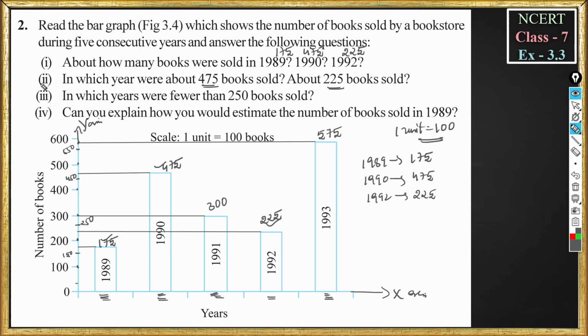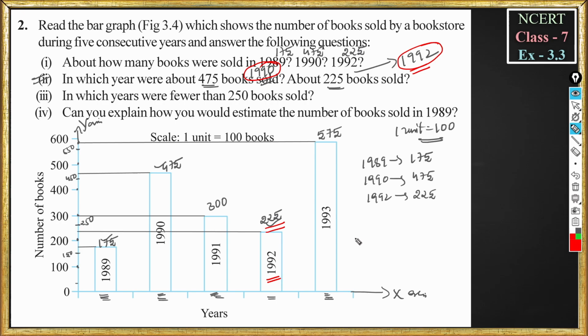Now question number 2 is, in which year were about 475 books sold? So 475 books we got in the year 1990. So the answer for this is 1990. And for the question about 225 books sold, the answer is 1992. 475 books in 1990, 225 books in 1992.